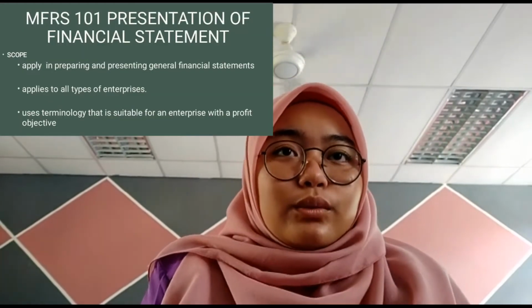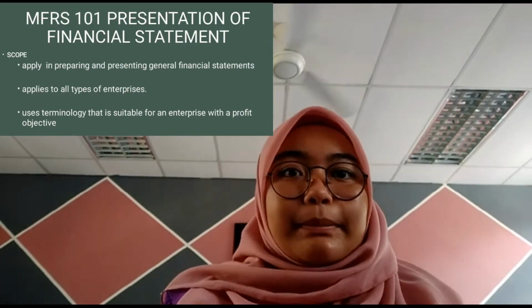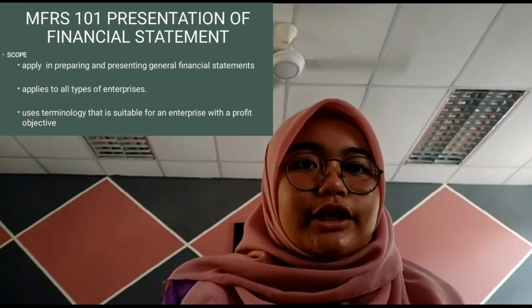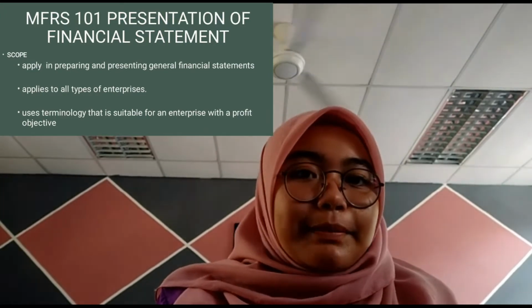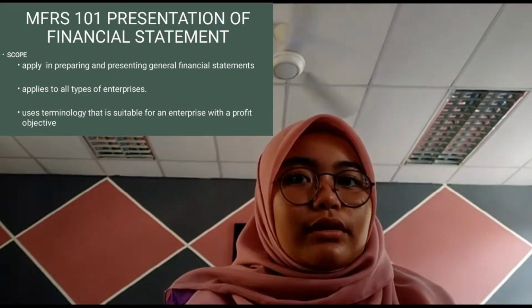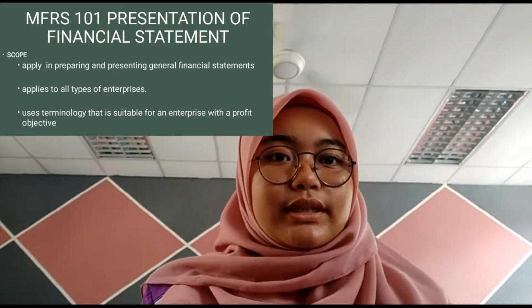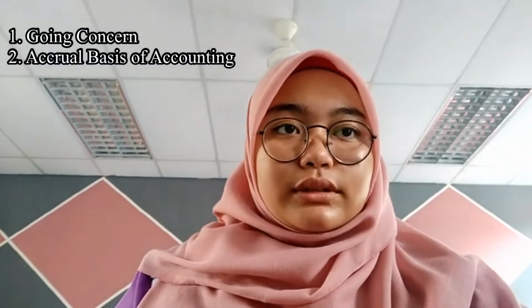So, firstly, MFRS 101, presentation of financial statement. The scope is applied in preparing and presenting general financial statement. It applies to all types of enterprise and uses terminology that is suitable for an enterprise with profit objective. There are 4 types of measurement in this MFRS, which is going concern, accrual basis of accounting, consistency of presentation, and materiality and aggregation.